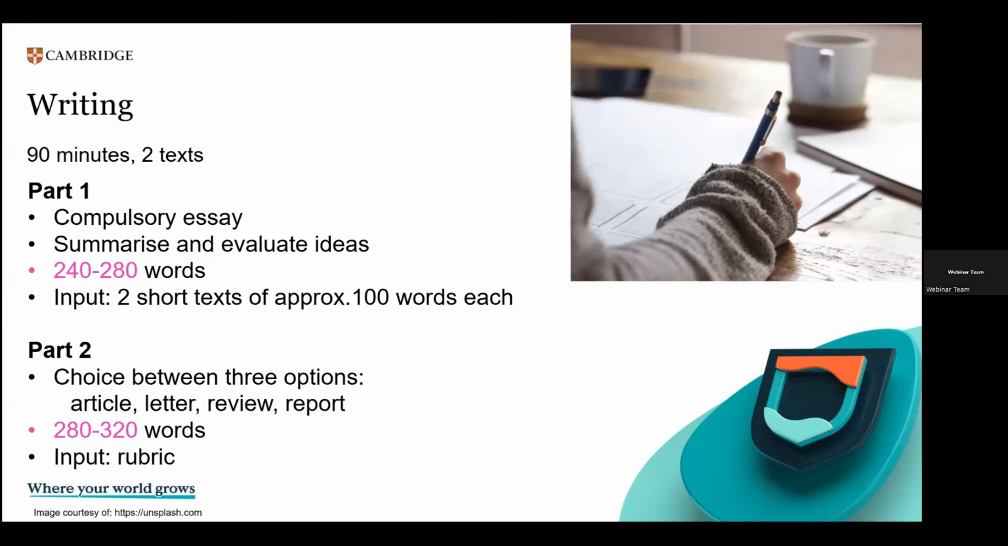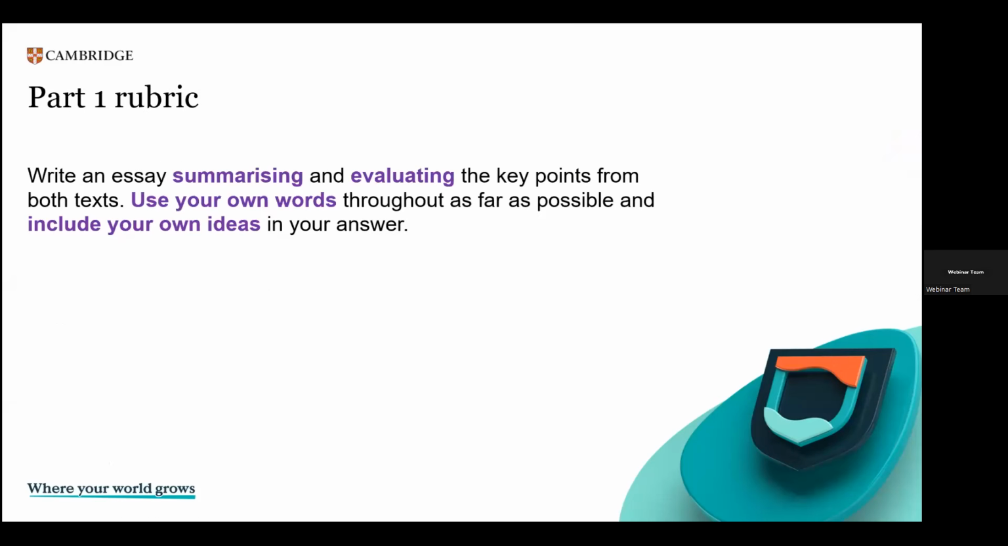And for that reason, if you notice, the word limit in part one is shorter than the word limit in part two. Okay, then in part two, you're given the choice of three options, but there are four possible text types. Okay, so you can answer an article, a letter, a review, or a report. You won't have all of them. You'll have three of those four always.